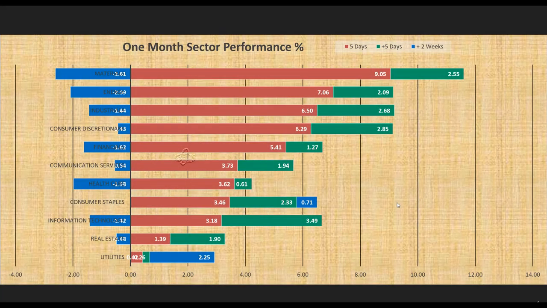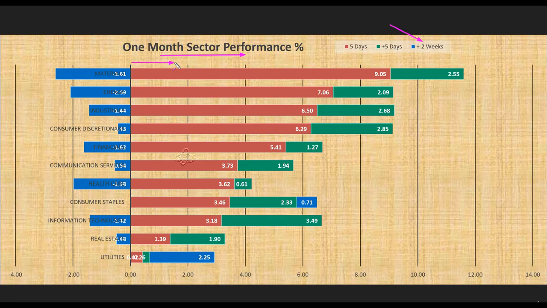The market is bullish, and that is evident from the sector level performance also. This is 1 month sector performance. I am looking at the sectors across three review periods. The red bar represents performance of this week, the green bar performance of previous week, and the blue bar performance of 2 weeks before that. Together, they represent 1 month of sector performance.